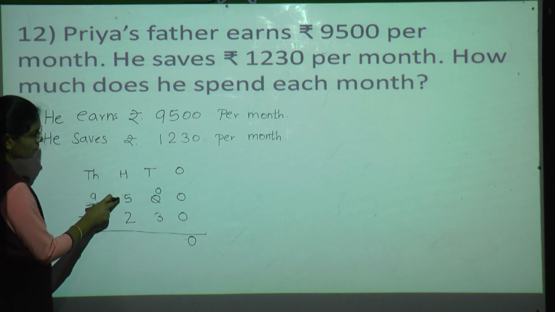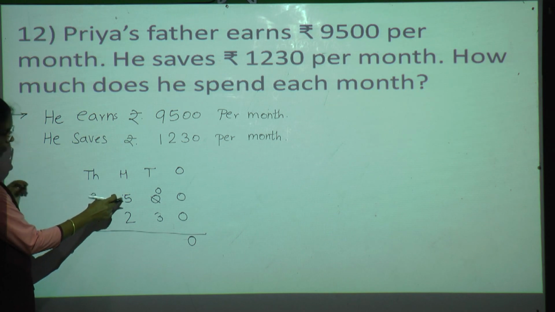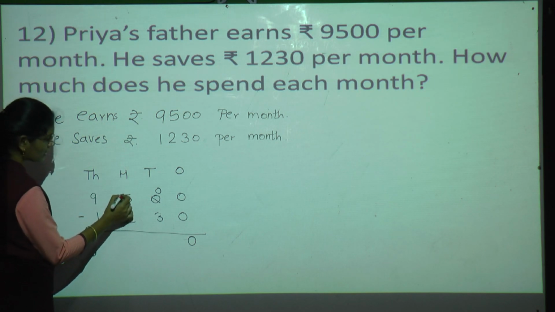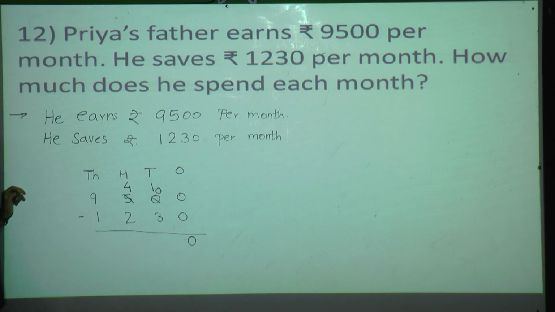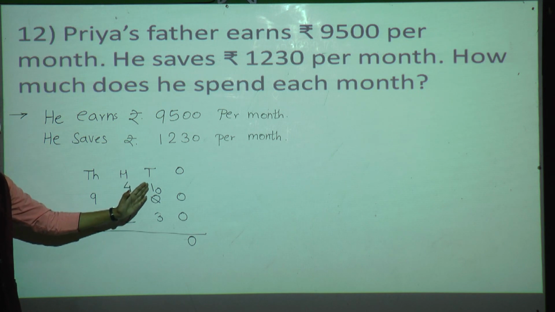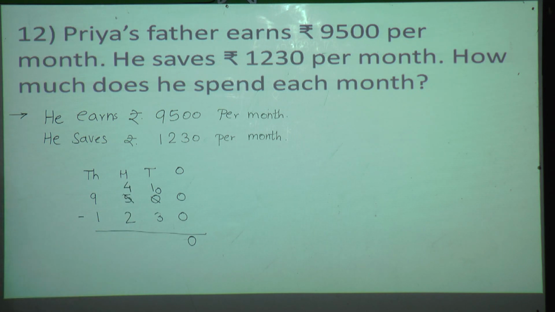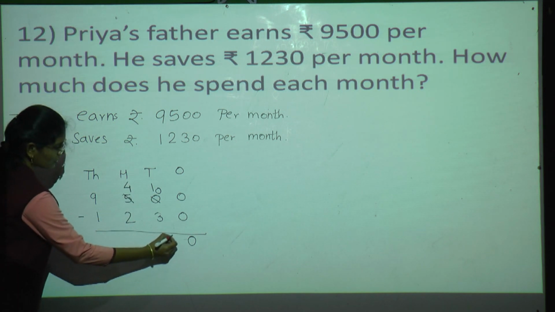Now 100 is having 5. So take one borrow from this 100. So 5 minus 1, 4. So here 4 will remain and this 0 will become 10. Now see the tens place, here 10 is there, here 3 is there. Do the subtraction. 10 minus 3 is equal to what? 10 minus 3 is equal to 7.